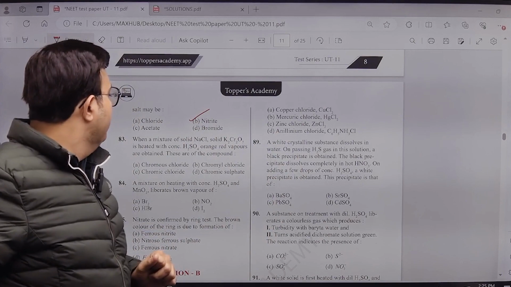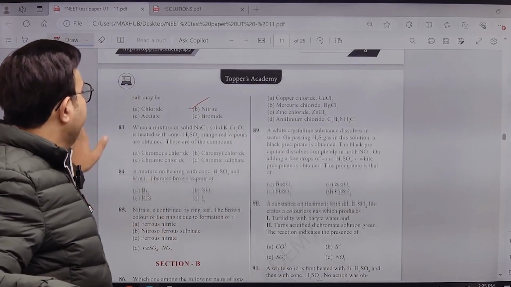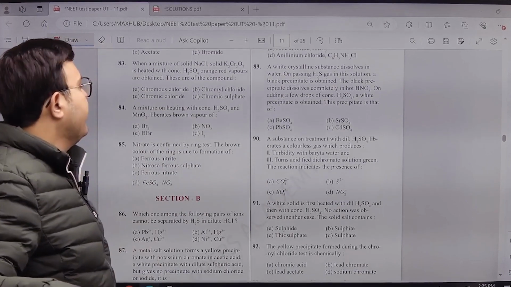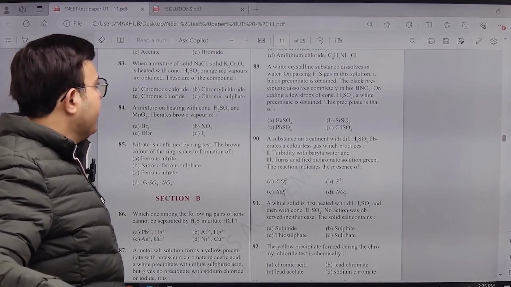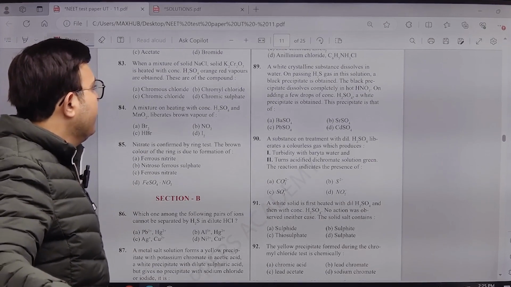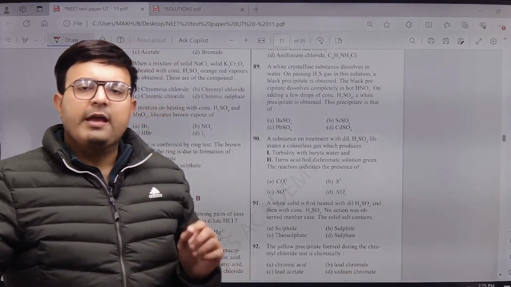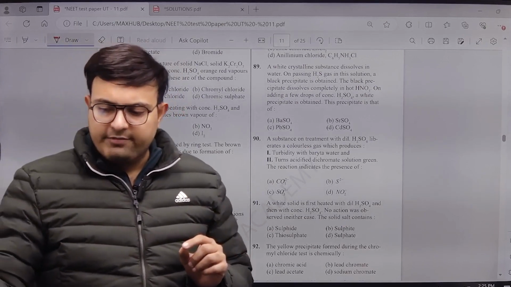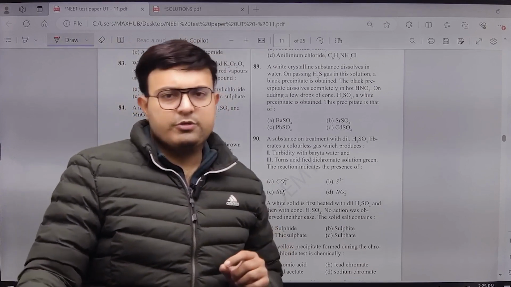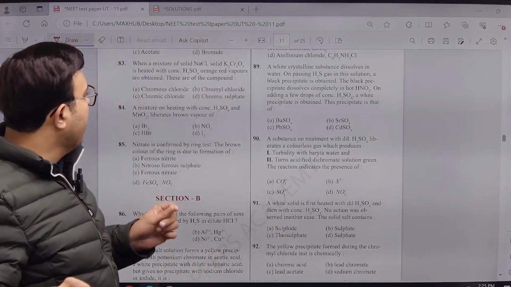So we'll move to question 83. When a mixture of solid NaCl, solid K2Cr2O7 is heated with concentrated H2SO4. Okay, you are heating NaCl and K2Cr2O7 with H2SO4. So what you will get, you have to tell.